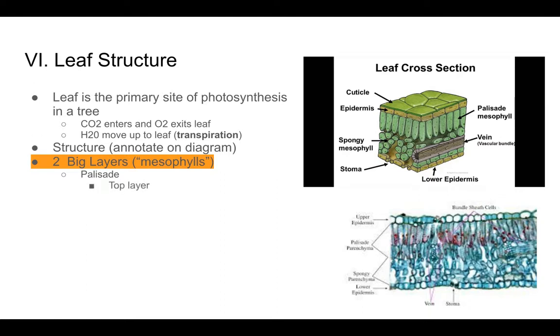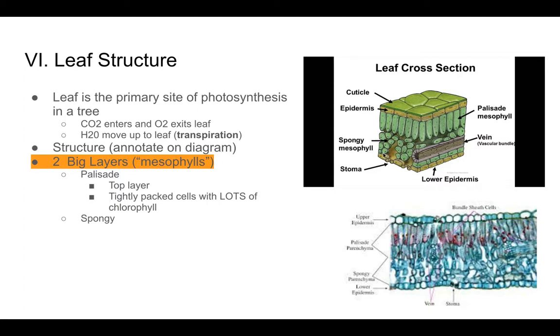This is the top of the two layers, and you can see the cells are really long and very tightly packed together. They have tons and tons of chlorophyll in these cells, which is perfect because think about it, they're at the top of the leaf. Where's the sun going to hit the leaf? On the top. And so here are these chloroplasts that are ready to receive that light and start the process of photosynthesis right away.